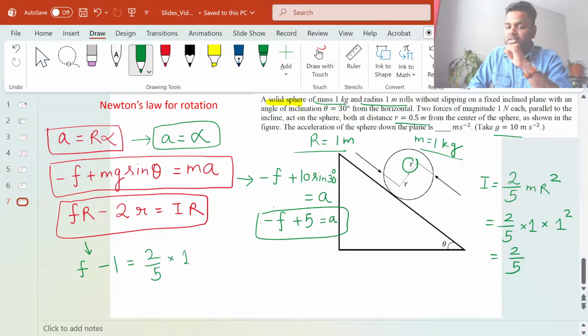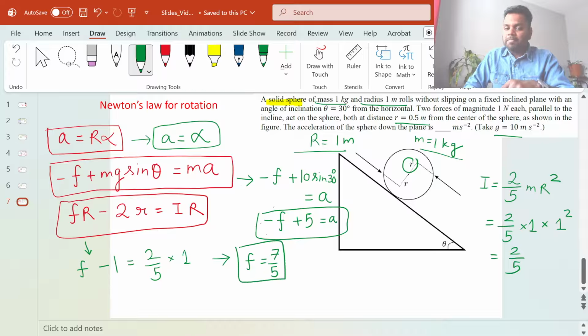R again is 1, so you have simplified. From here you will get F equal to 1 plus 2 by 5, right? So that will give you 7 by 5. Now I want to highlight something, right? 7 by 5 newtons, right?